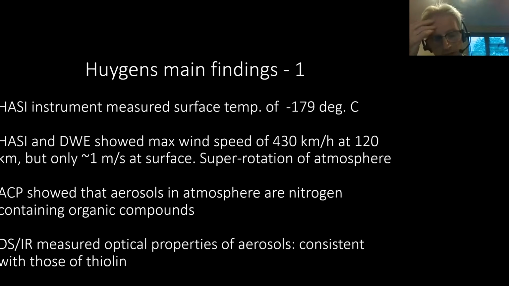The ACP, the aerosol collector and pyrolyzer, collected aerosols as liquids as Huygens descended through the atmosphere, and studied their composition, and it showed that they contain organic compounds, which is most interesting. I'll talk about the organic compounds a bit later. And the descent imager spectral radiometer measured the optical properties of the aerosols, consistent with those of tholin. So these instruments are able to take a spectrum and then establish what chemicals are responsible for that spectrum. Also using data on the ground, because these tholin molecules can also be synthesized in laboratories, and therefore its spectrum is understood, as well as its optical properties.